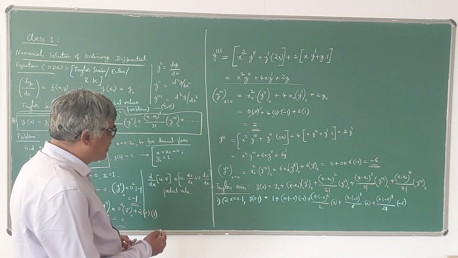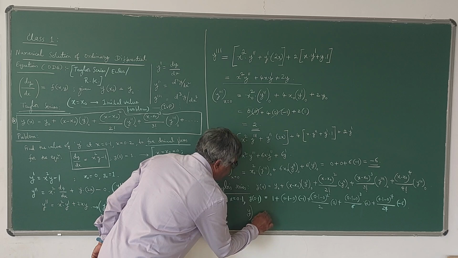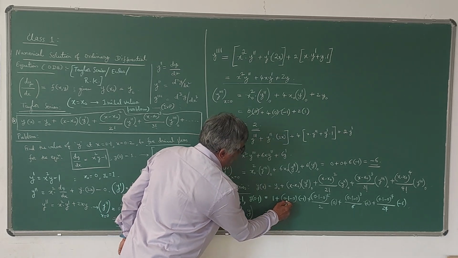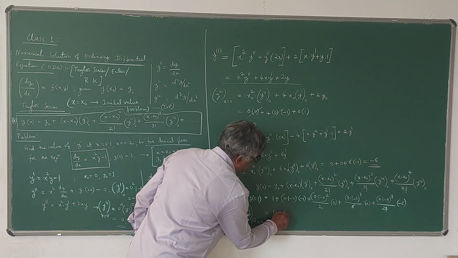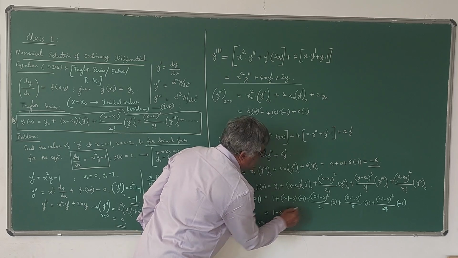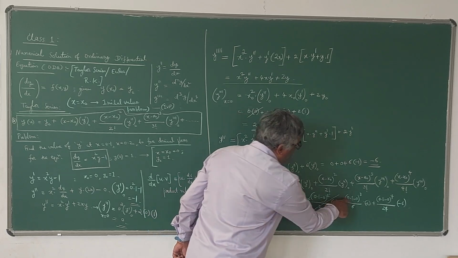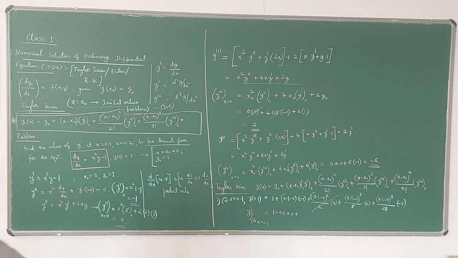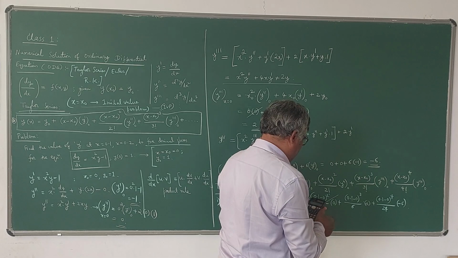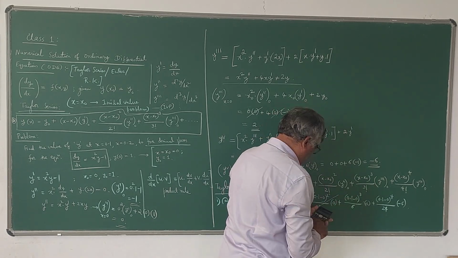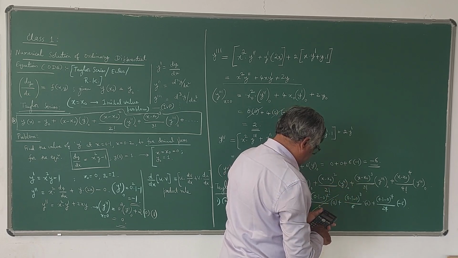Now let us simplify this. You are going to get the value of y at x is equal to 0.1. So 1 plus 0.1 into minus 1, so 1 minus 0.1. Plus here of course the second term becomes 0, and for the third term, plus 0.1 cube into 2 by 6. So we have to use the calculator now. 0.1 cube is 0.001 into 2 by 6, which means divided by 3.